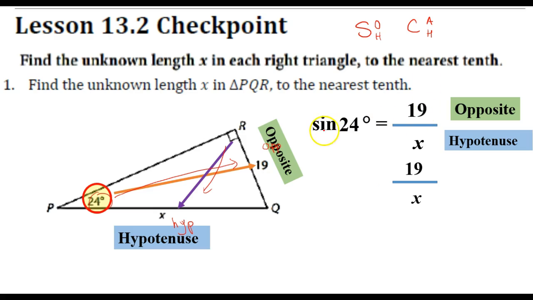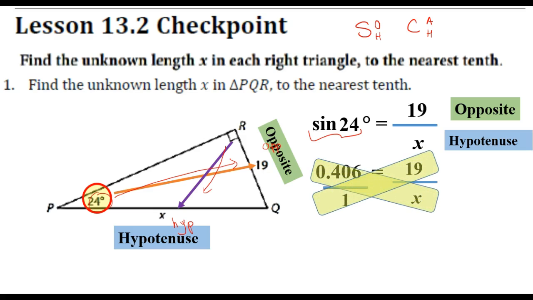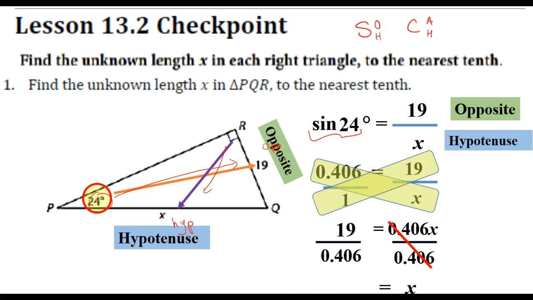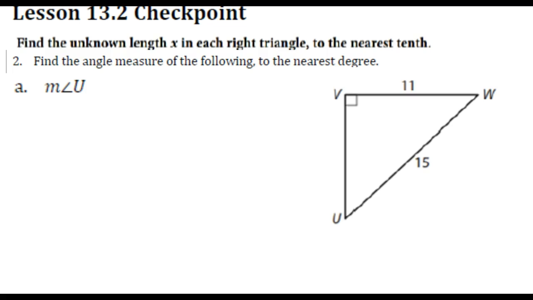Take a minute, and go ahead and find out what the sine of 24 is. We're going to write that with a 1 underneath it. We're going to cross multiply 1 times 19 and 0.406 times x. We're going to get rid of that 0.406 by dividing. That cancels out, and I'm left with x equals, calculate it out, about 46.7.